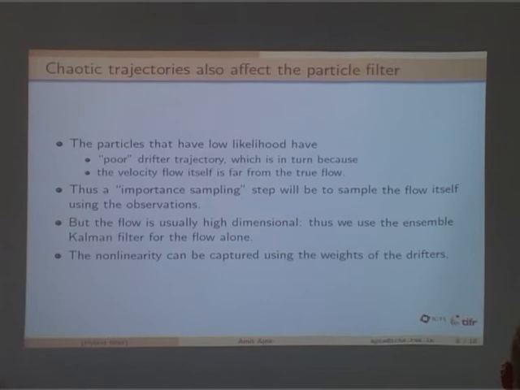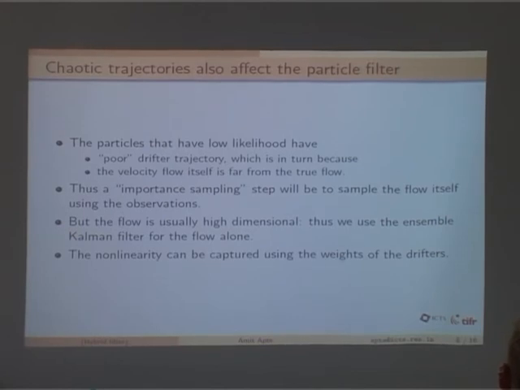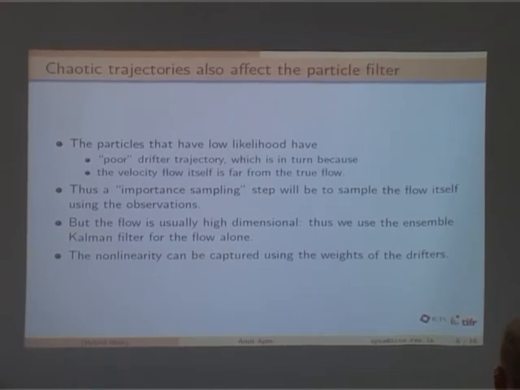Because you're observing the drifter location, you can correct it, but if the velocity flow is not close to what you actually have, then the drifter trajectory will not be good enough. So somehow we want to add something like an importance sampling step, where we sample the flow better by using the observations. But the flow is high dimensional, so we can't do very well on this aspect. And so the proposal effectively is to use the ensemble Kalman filter update for the flow, because it's easy to do in high dimensional systems, and it takes you closer to the observations.